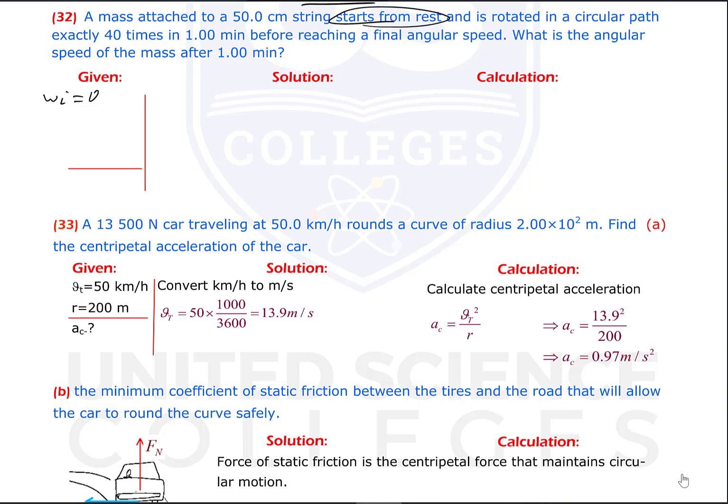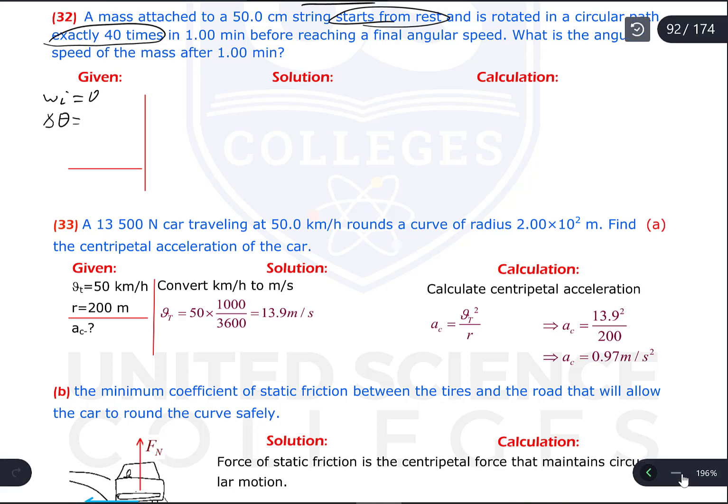So in this problem, these types of problems, you have to use kinematic equations. And rotate it in a circular path exactly 40 times. 40 revolutions or 40 rotations. So delta theta is 40 revolutions in 1 minute, and 1 minute is delta t, which is going to be 60 seconds, of course.